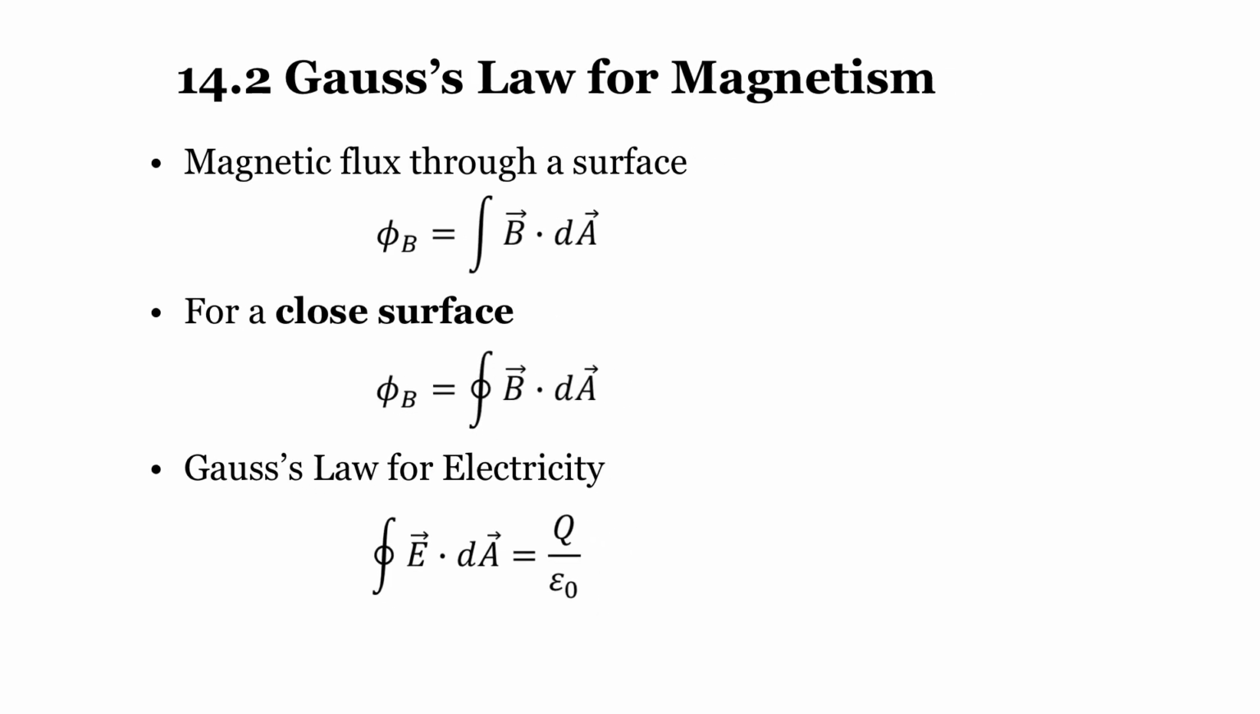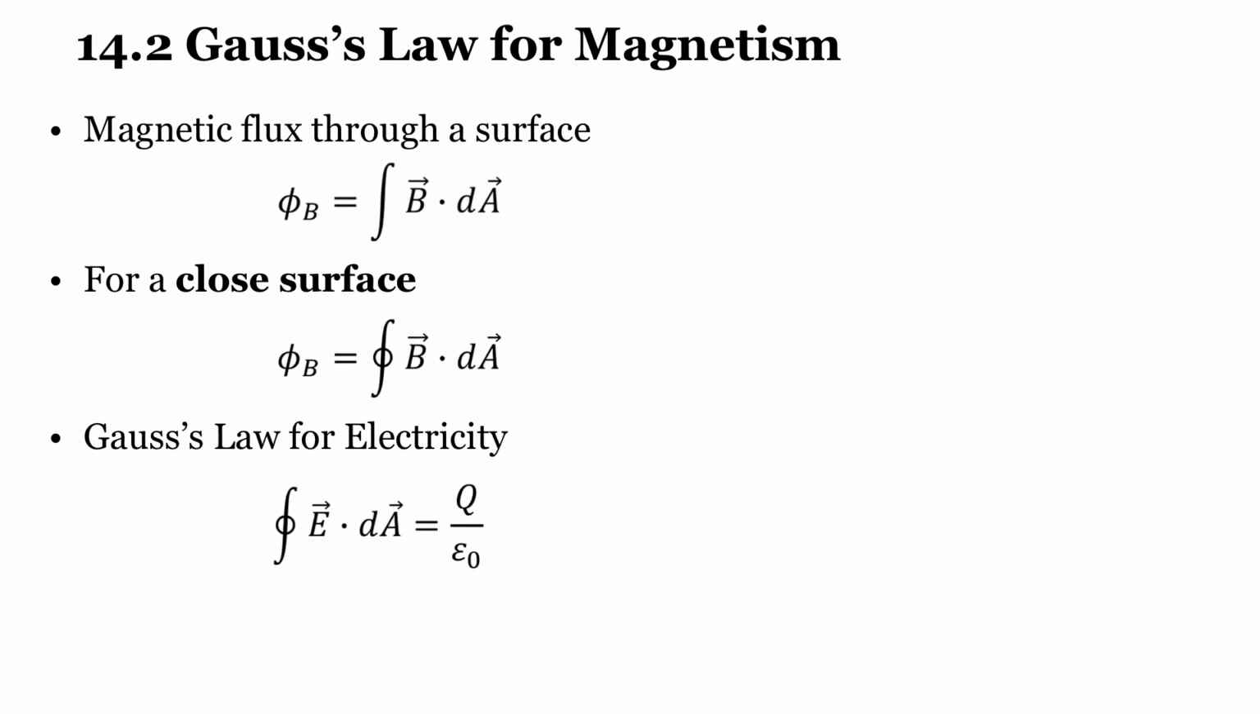Okay, so now we are going to discuss Gauss's law for magnetism, but before that, we recall Gauss's law for electricity. When you have a charge, for example a positive charge Q over there, and then you have a Gaussian surface here. Okay, this is your Gaussian surface.